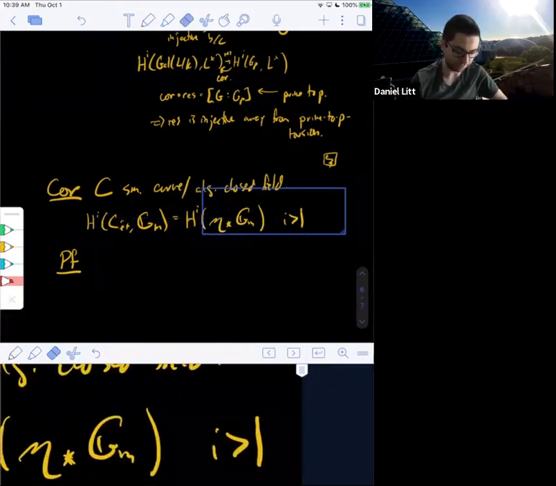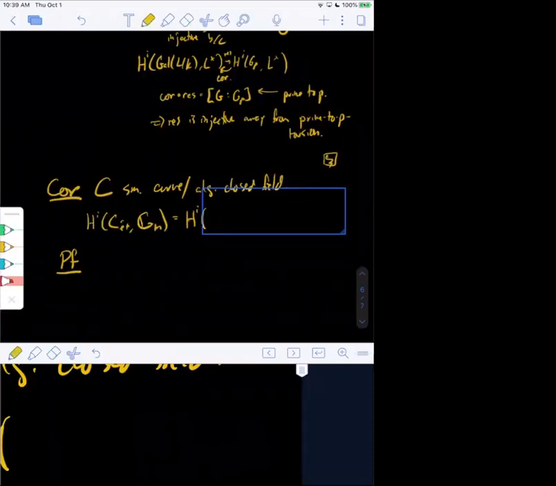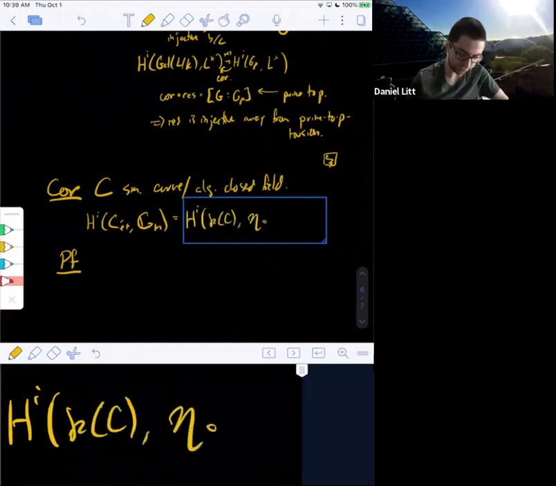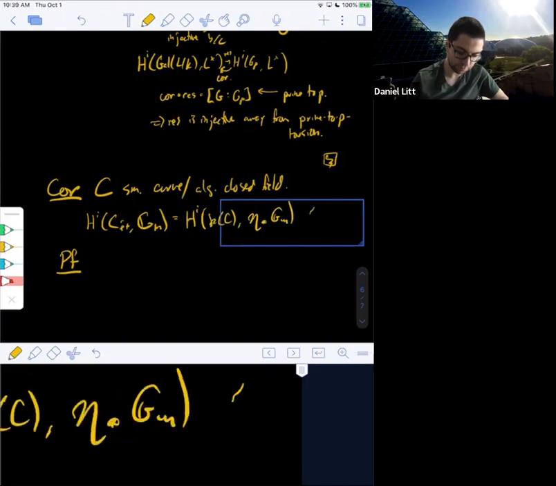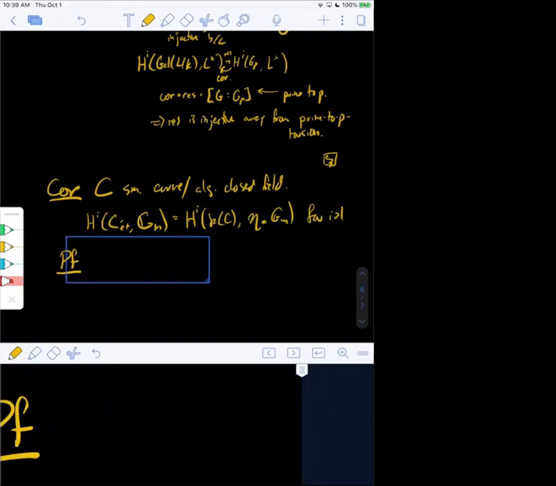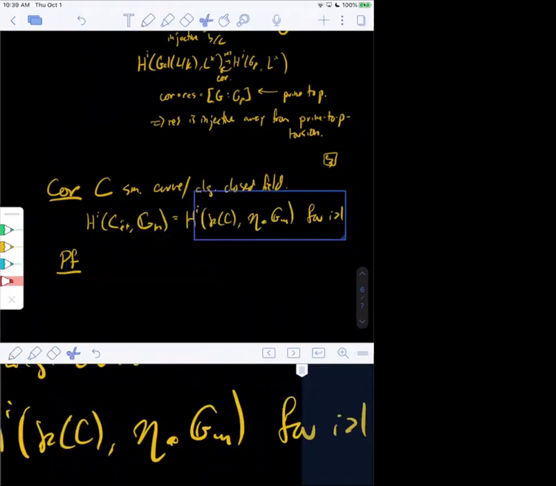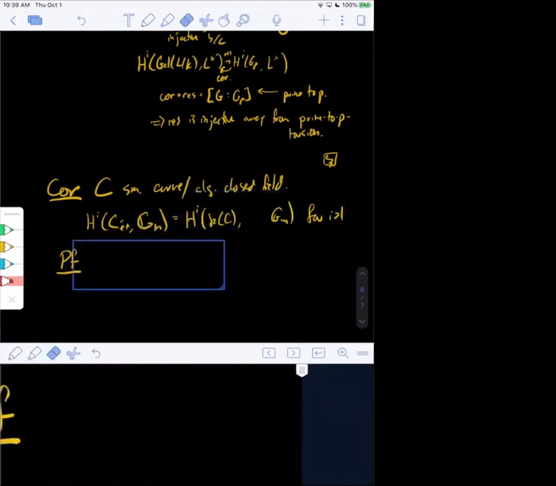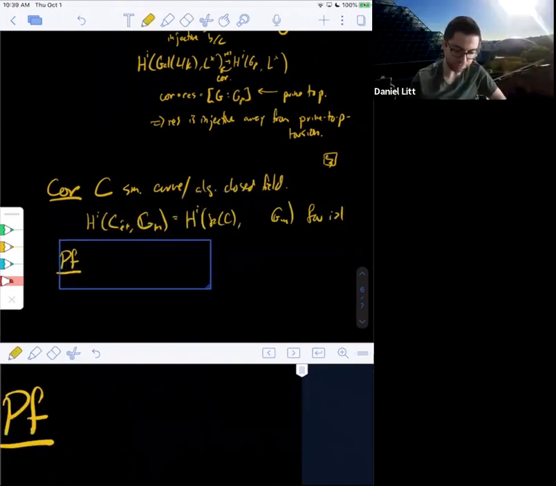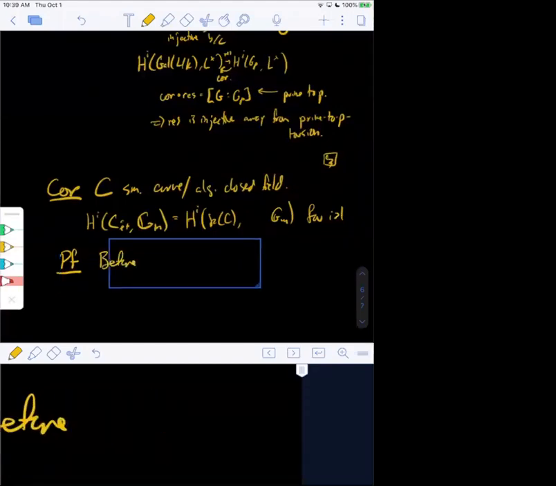Sorry, let me be a little bit more precise about what I mean by this. So this is K of C with coefficients in eta star G_m. You can use the Leray spectral sequence, and the higher derived pushforwards we know in terms of the Galois cohomology of K_x. Yeah, that's exactly right. So what we did before, sorry, it took me some time to get the right statement there.